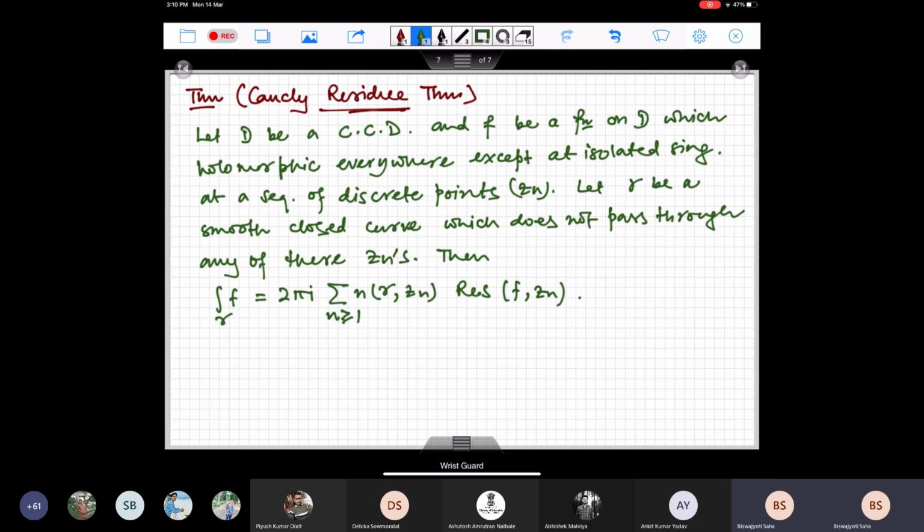Now that I have given you this example of 1 upon sine, think of why for this function all but finitely many summands should be 0. Just imagine the case of 1 upon sine, and you know that at n pi this has singularities, and now you tell me why all but finitely many of the summands will be 0.